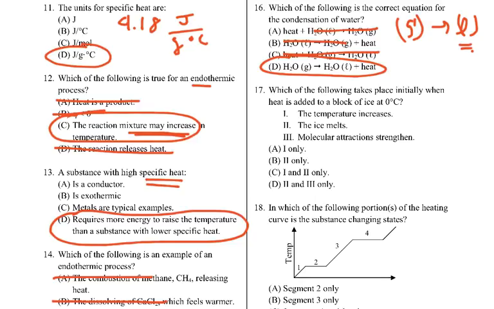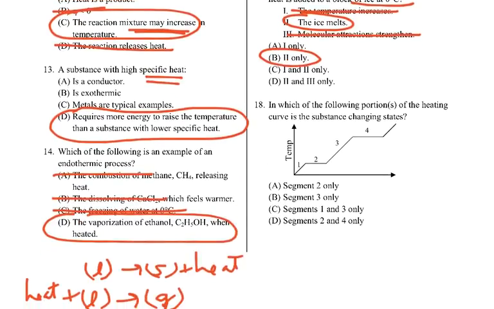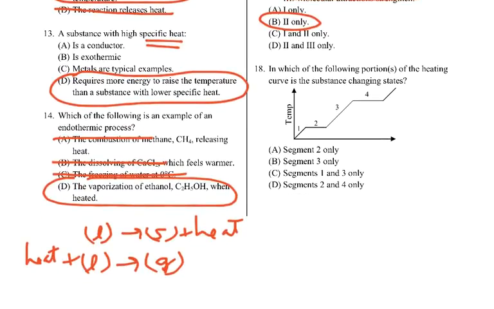17. Which of the following takes place initially when heat is added to a block of ice at 0? So if it's at 0, that means it's ready to be melted. So the temperature is not going to increase because we're going to hit our little plateau. The ice will melt, that's true. And molecular attractions are strengthened? No, if we're melting, we are breaking those attractions. So it's answer 2 only. Answer B.